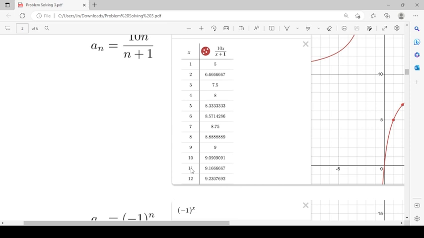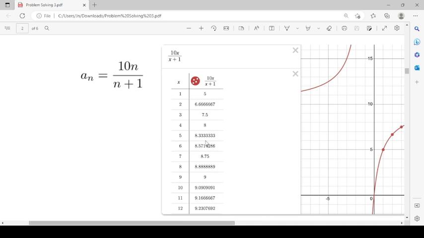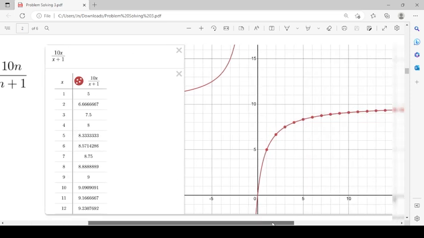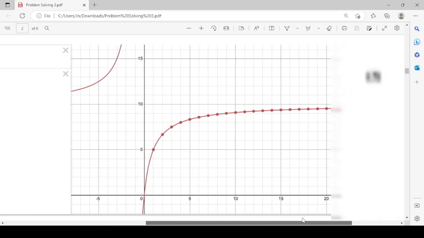If we add 11 we will get 9.1666666. If we add 12 we will get 9.2307692, and so on. If you're curious where I get this, you can use a calculator, because it's quite a waste of time if you do this manually.